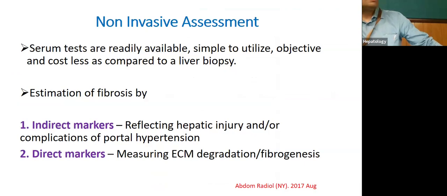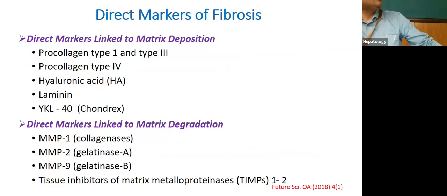So in non-invasive assessment, we have indirect markers. Indirect markers reflect hepatic injury or the complications of portal hypertension, like platelet count, INR, AST, ALT. Direct markers are the markers of extracellular matrix degradation or fibrogenesis. Direct markers can be linked to matrix deposition, like procollagen, hyaluronic acid, laminin, etc. Direct markers linked to matrix degradation are MMPs.